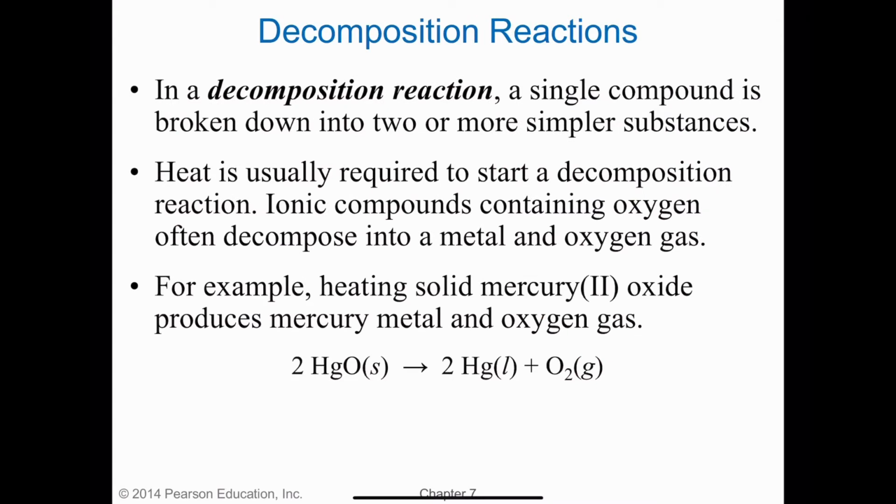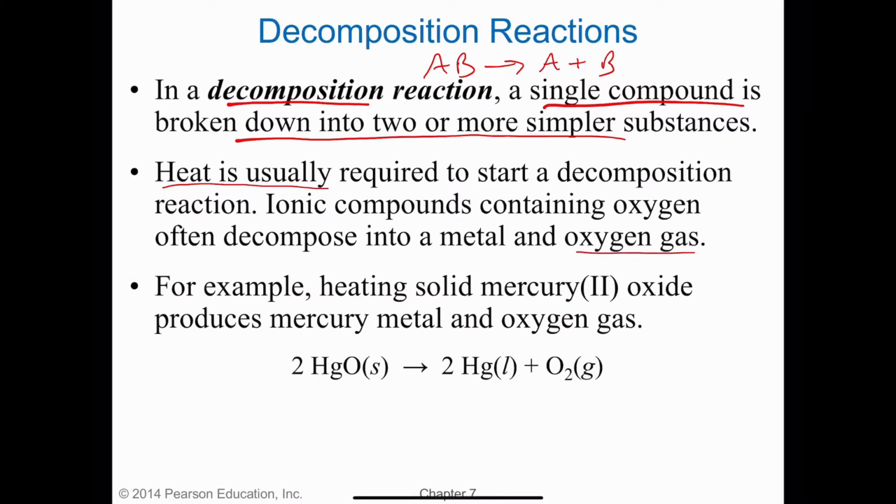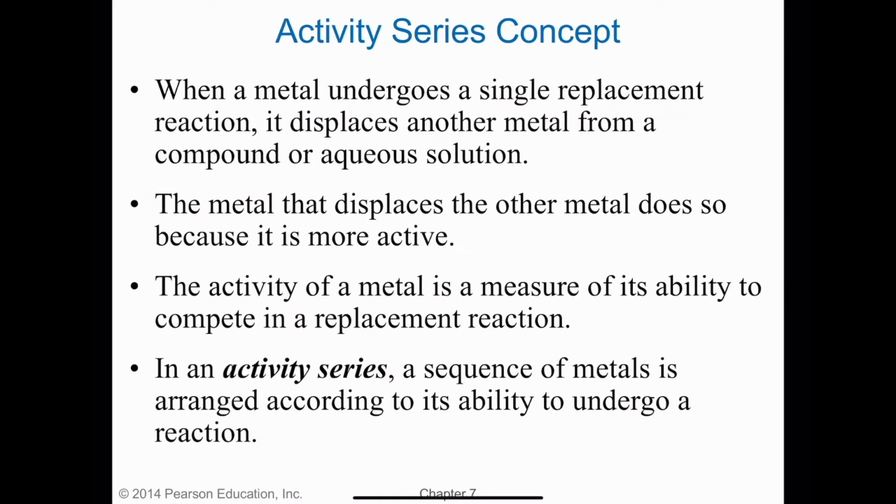And then next thing that we already talked about, but just to review, is decomposition. So a single compound is broken down into two or more simpler substances. So the example would be some compound AB breaks up into A plus B. Now, heat is usually required to start these types of reactions. Ionic compounds containing oxygen will often produce oxygen gas, and this is an example we have. So we have this mercury oxide, mercury 2 oxide, and it's breaking down into liquid mercury and then oxygen gas.